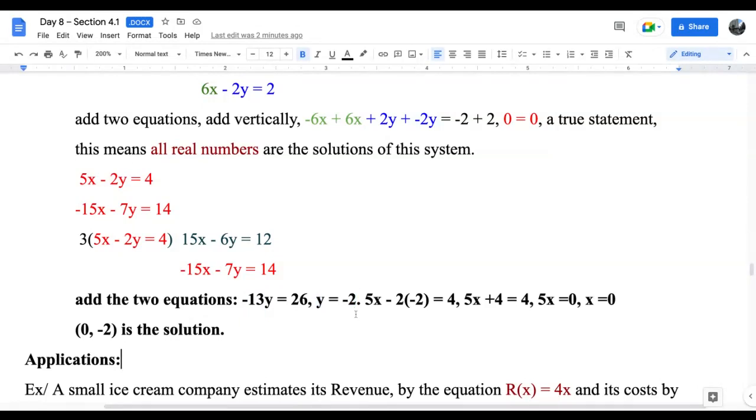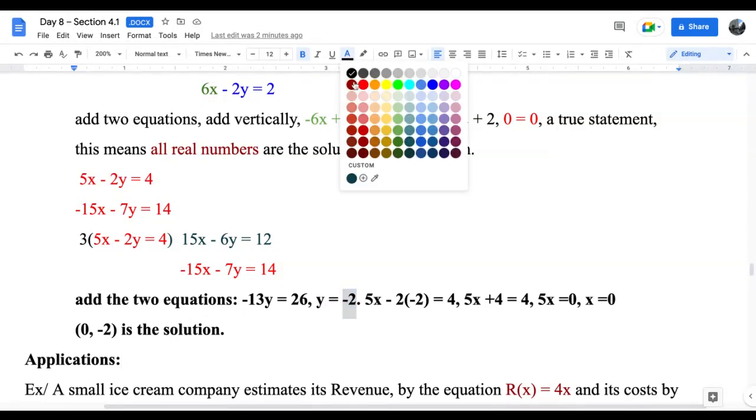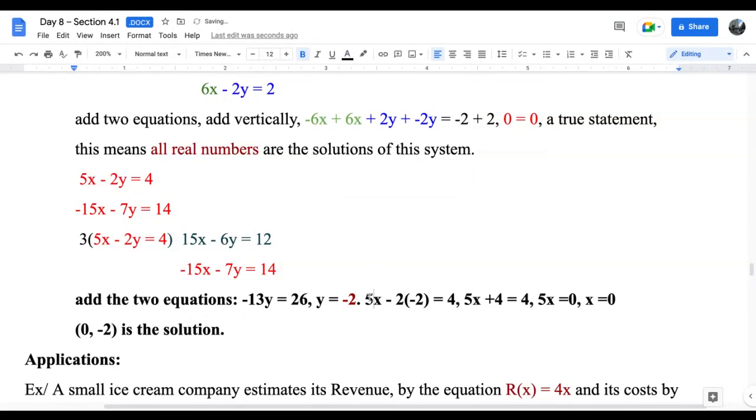Once we get the y value, we can substitute this y value into the first equation or into the second equation to get the x value. So substitute into the first equation. 5x minus 2 times negative 2 equals 4.